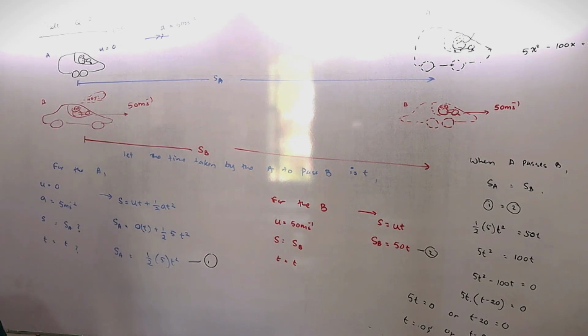Train A moves with a velocity of 40 meters per second. Okay, so now it's time for us to draw a train.